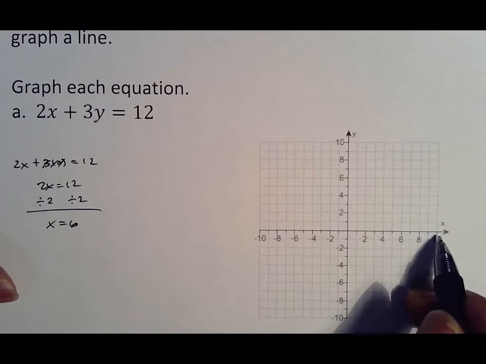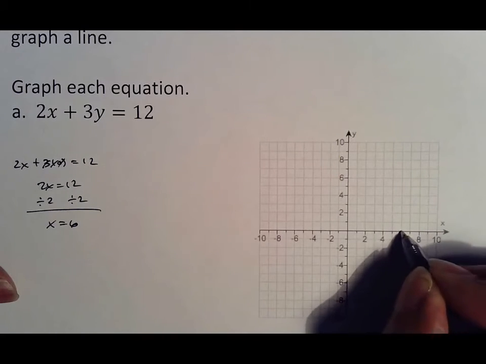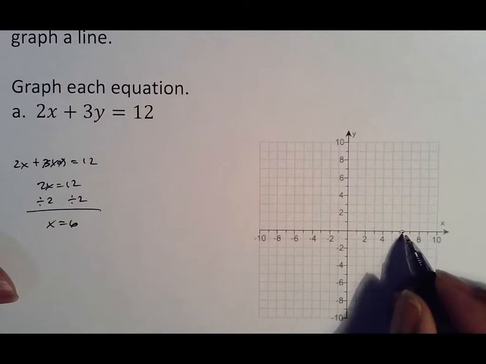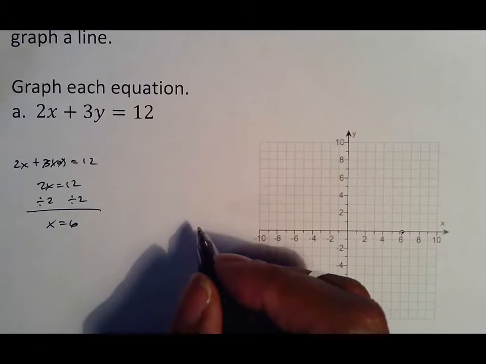Well, here's the thing. X-axis, it even tells you right here, this is your x-axis. Well, where is x equals 6 on the number line? It's right here. So that's your x-intercept. X-axis crosses at 6. Now you're going to do the same thing, except you're going to find your y-intercept.